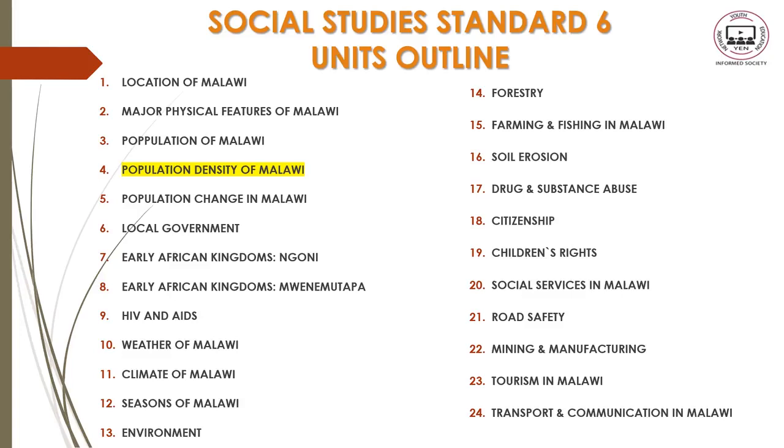Then local government, early African kingdoms, we'll look at the Ngoni and the Mwenemtapa. HIV and AIDS, weather of Malawi, climate of Malawi, seasons of Malawi, environment, forestry, farming and fishing in Malawi, soil erosion, drug and substance abuse, citizenship, children's rights, social services in Malawi, road safety, mining and manufacturing. Number 23, tourism in Malawi. Then number 24, transport and communication in Malawi.